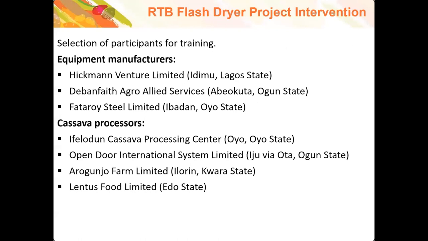The RTB flash dryer project intervention started in 2019. Some equipment manufacturers and cassava processors were selected to receive training on the new innovation technology being scaled up. And the equipment manufacturers were selected based on their experience in the fabrication of flash dryers, while the cassava processors were selected based on the frequency of production of HQCF in their factories. The equipment manufacturers and cassava processors selected are listed on the slide, and these selected participants were intended to be pilot or vanguard for scaling up of the technology.